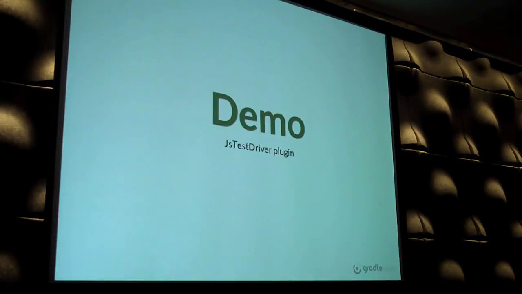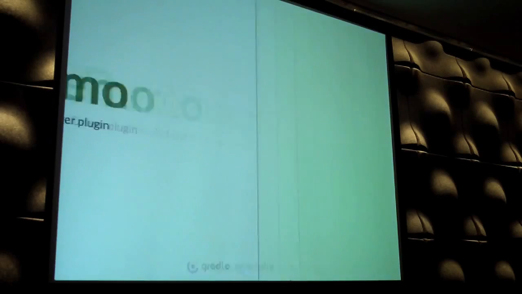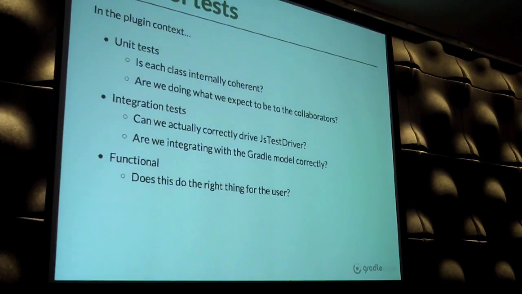All right. So the types of tests we need for this plugin. Unit tests. Is each class in my plugin, and we'll see that I've got quite a few, internally coherent? Forget about Gradle, forget about everything else, just think about this particular class: is my code actually right? Are we doing what we expect to the collaborators? This is when we mock things out and we just see what methods were called on the collaborators, etc. It's traditional unit test stuff.